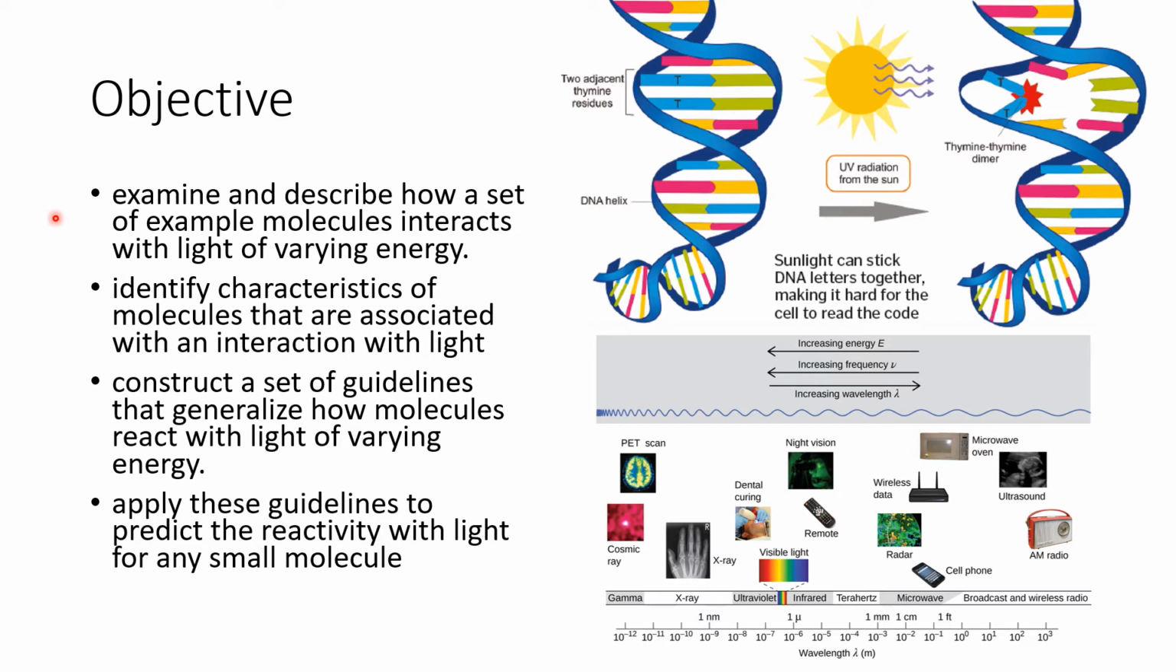Our objectives are to examine and describe how certain molecules interact with different lights of different energies, so different electromagnetic radiations. We're going to identify certain characteristics of certain molecules that are associated with how they interact with light. And then you will construct a set of guidelines and apply these guidelines to predict reactivity for any type of small molecule that has similar molecular characteristics as the ones that you were working with.